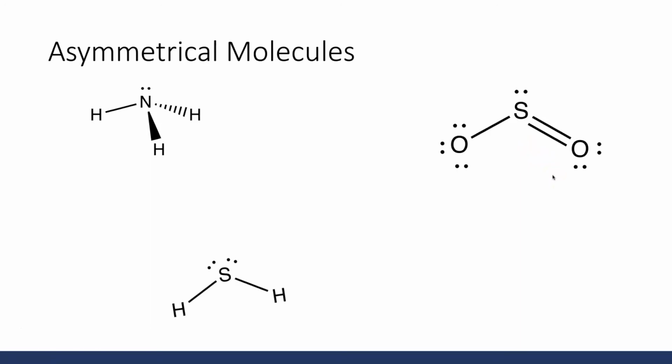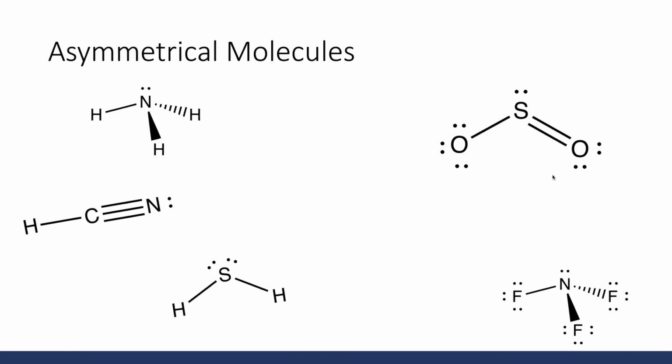Here's SH2. That's another bent geometry there, more of the tetrahedral category. Here we have NF3, so another tetrahedral, but this is trigonal pyramidal molecular geometry.